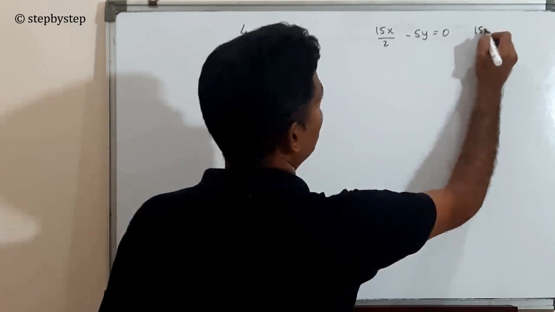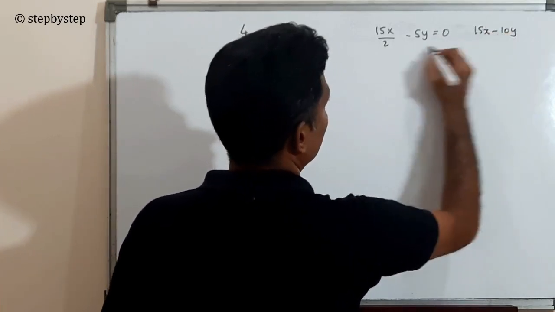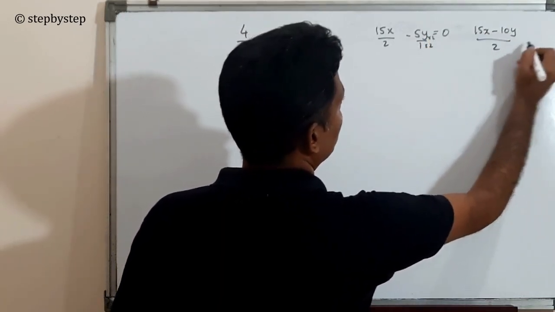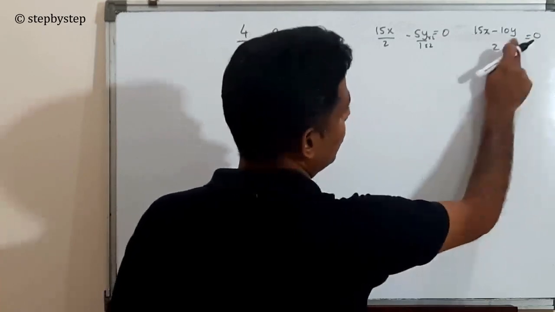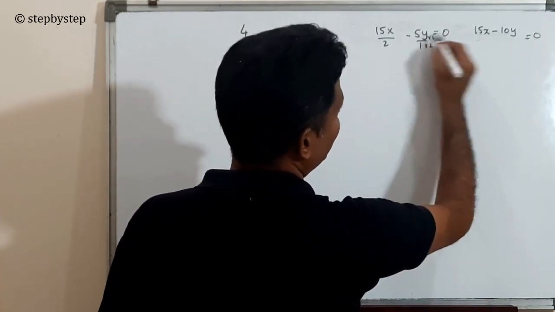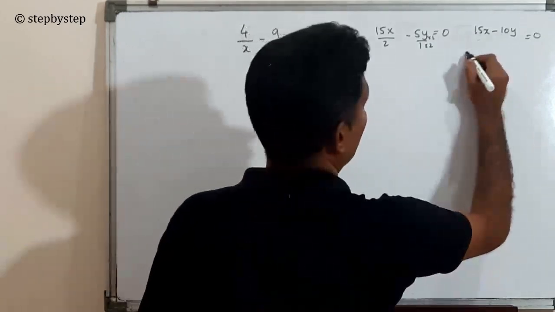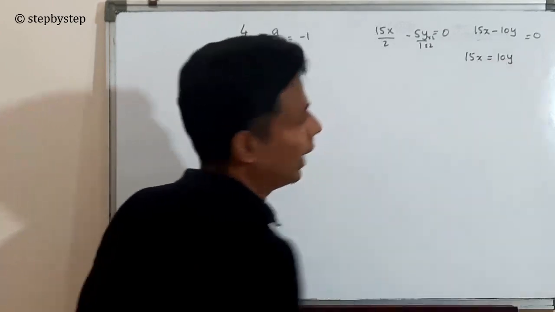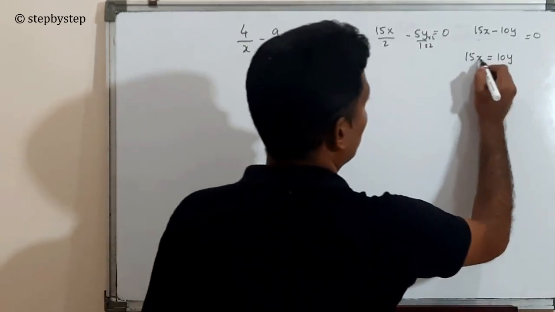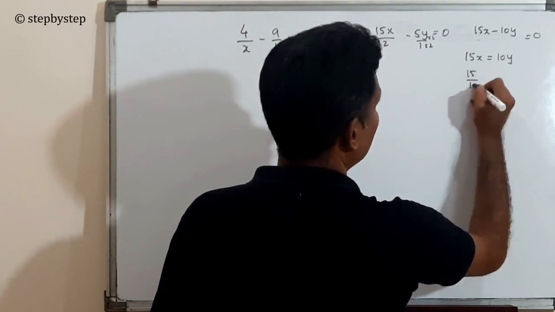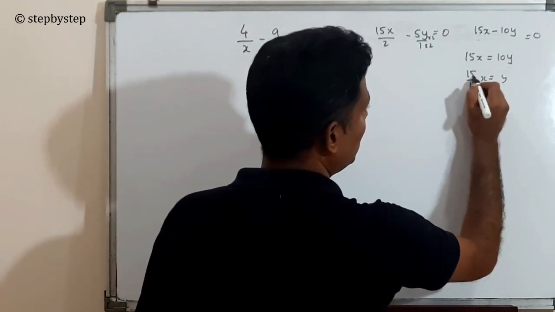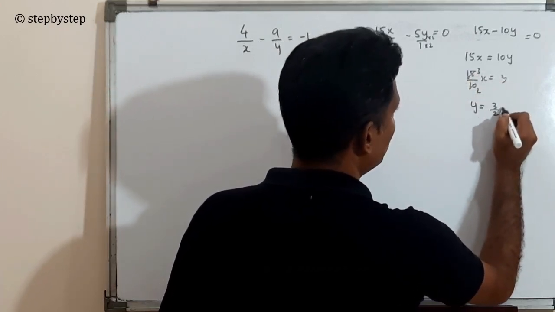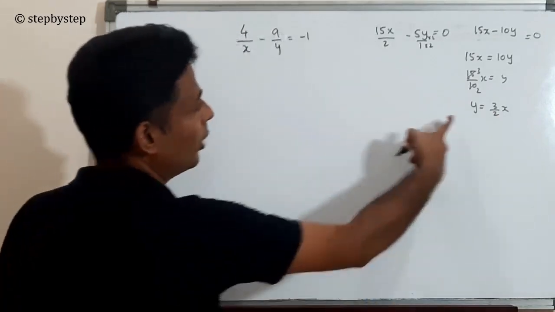Once we take LCM, it becomes 15x minus 10y by 2 equal to 0. When I transpose 2 on the other side, 2 into 0 will remain 0. So I made this equation like this. Now 15x equal to 10y. I got it like this. Now I'll transpose: 15 by 10x equal to y. I transpose 10 down. So this becomes 3 fives are 15, 2 fives are 10. So I got y equal to 3 by 2x. Right? I got y equal to 3 by 2x.